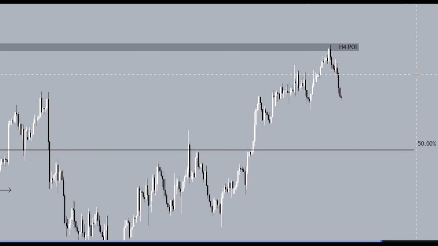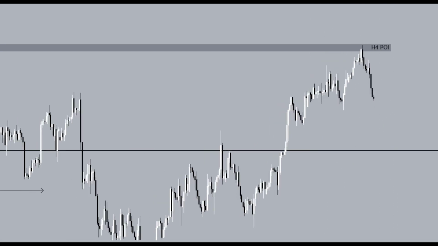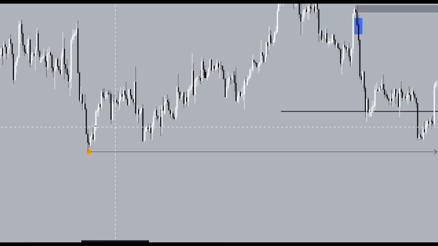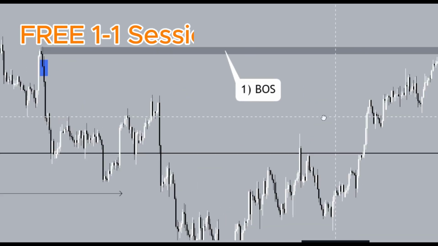And a question I often get from my students is, what makes a POI? What are the main factors to a POI? What are the 3 rules? Well, the 3 rules to a POI are very simple. The POI must break structure. So it must be part of a structural leg that breaks the previous low in this case. So this is the previous structural low down here. Of course, we saw a break of structure to the downside. And this is what validates this POI over here.